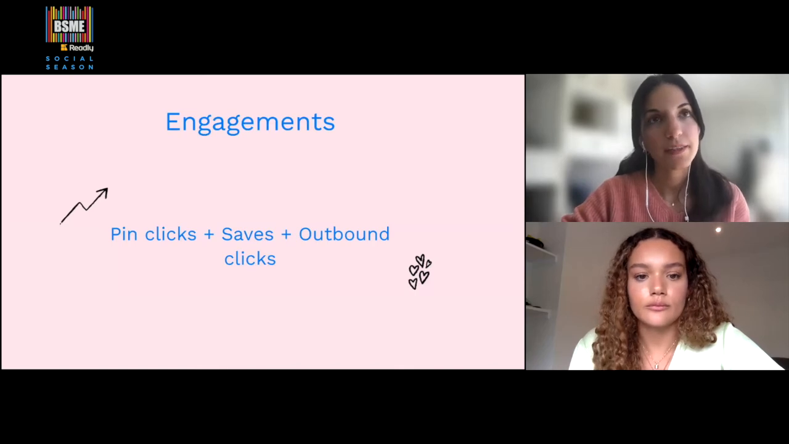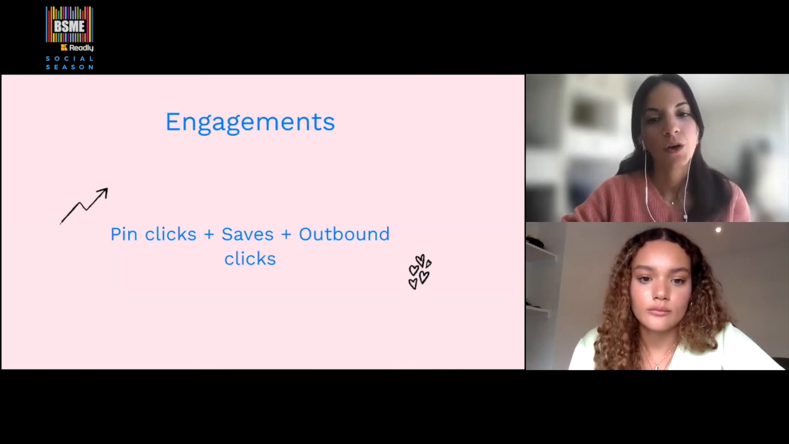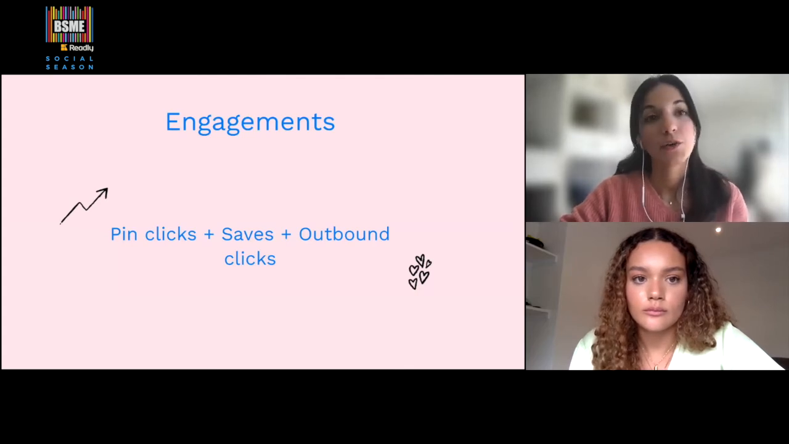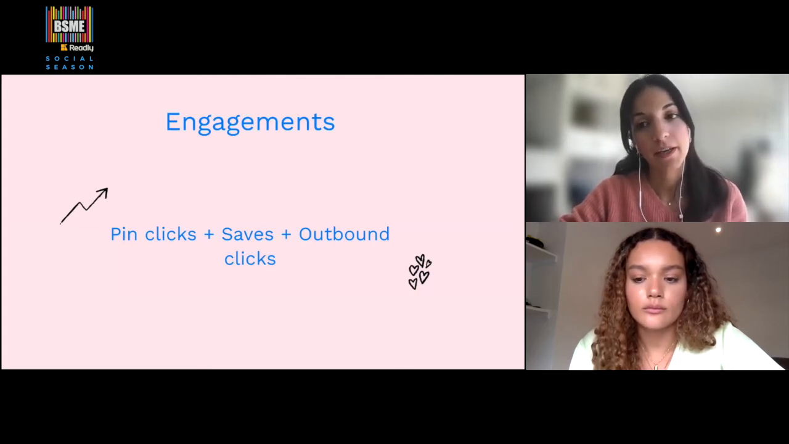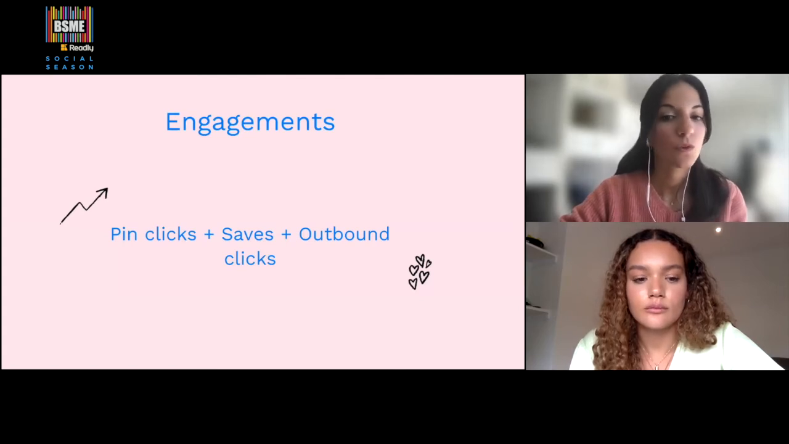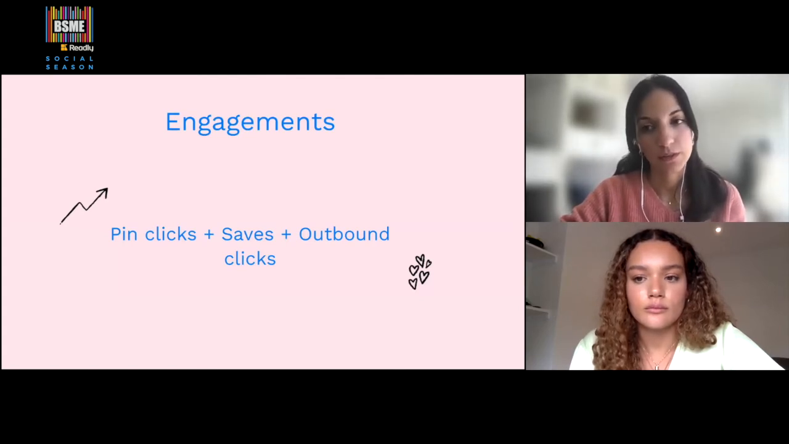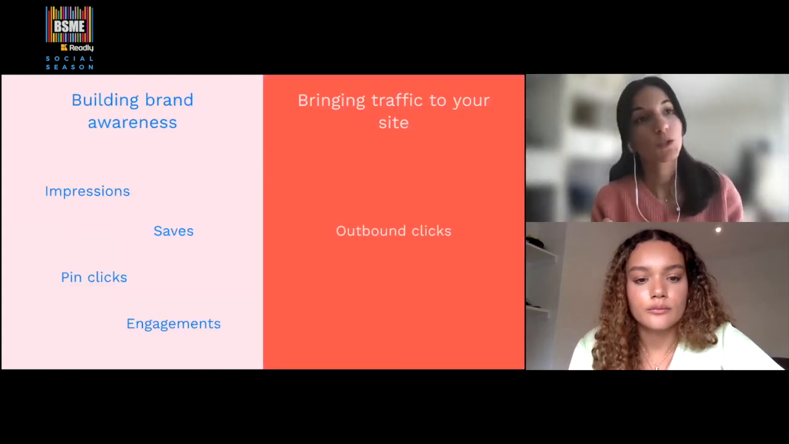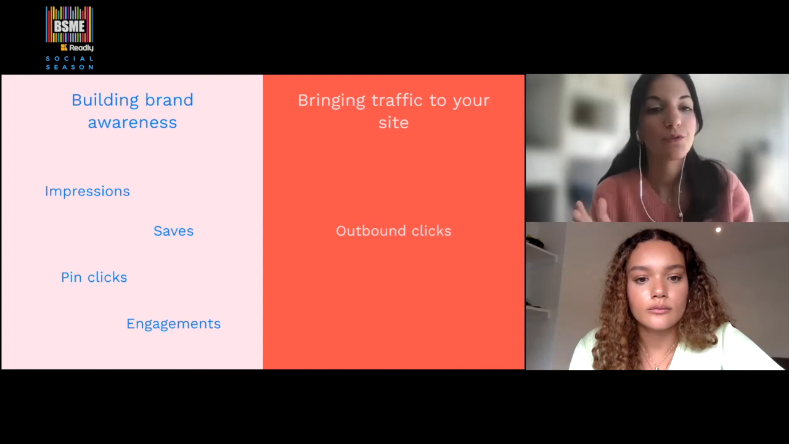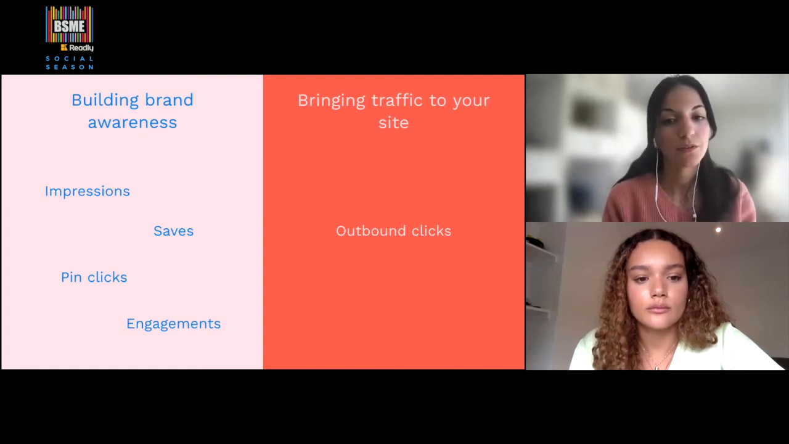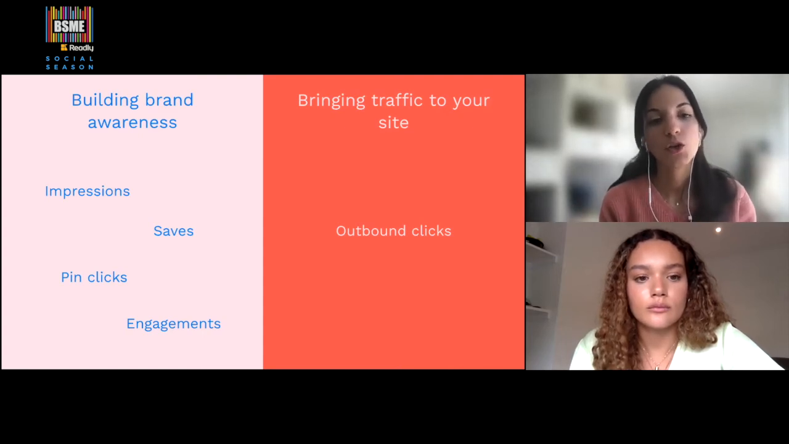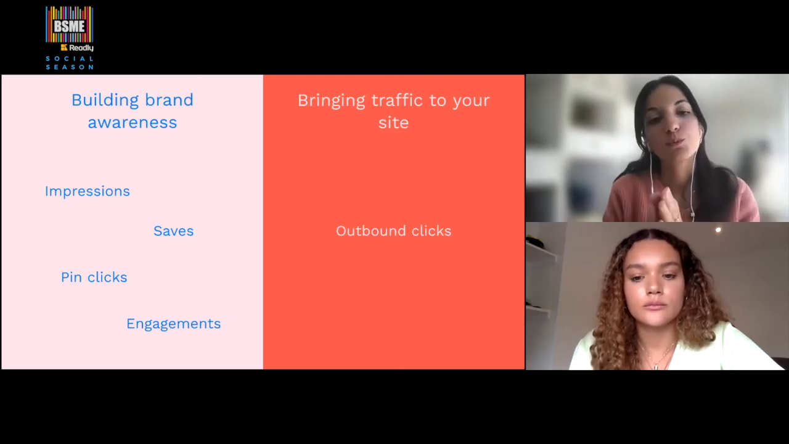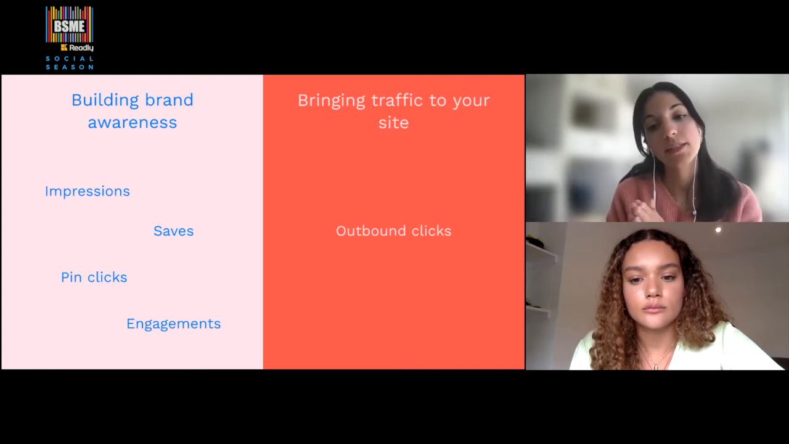Now you'll also see this metric on your analytics dashboard called engagements. To be super clear on what engagements represent, it's the aggregation of your pin clicks, your saves, and your outbound clicks. That means it's all the different ways pinners decided to engage with your content. It's important to note that depending on your business goals, you'll be focusing on different metrics. If you want to increase your brand awareness and build a community on Pinterest, you'll focus on impressions, pin clicks, and saves, for example. But if your goal is only to bring traffic to your site, then outbound clicks is your go-to metric.